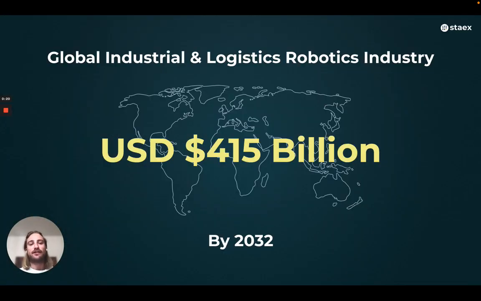So the global industrial and logistics robotics industry is projected to grow to a total of $415 billion by 2032. This is approximately 15% year-over-year growth, which is driven by many factors, but one of the largest is the growth in e-commerce. Now we can imagine because of COVID, more people are buying things online, which means that there are more automated processes that need to come into play in industrial settings and for warehouses to be able to fulfill orders and returns on products.